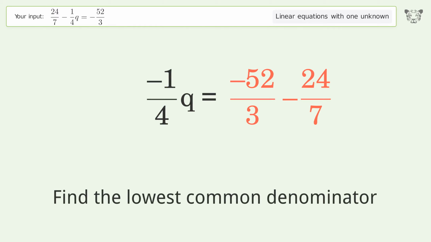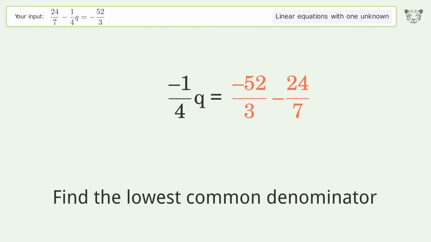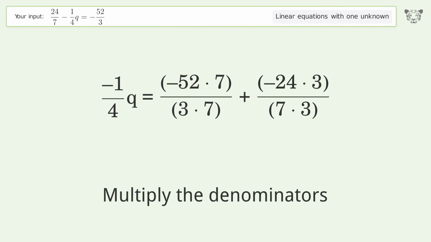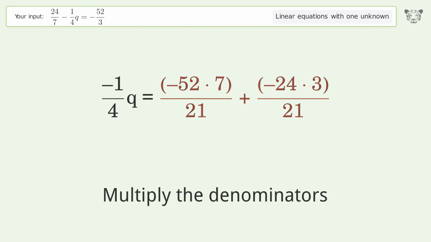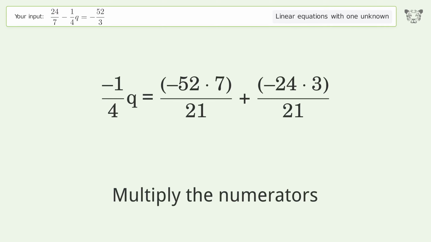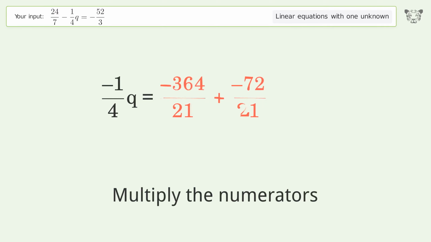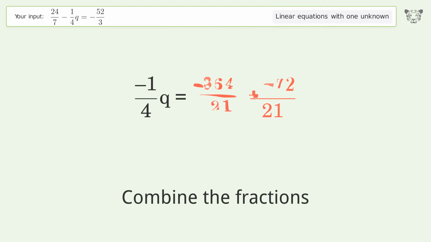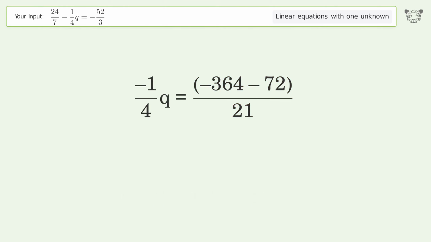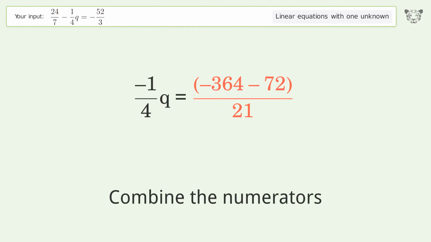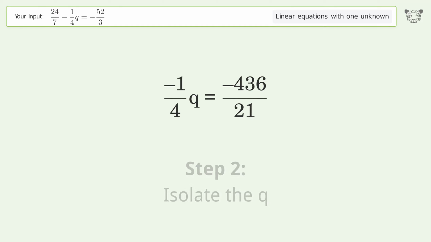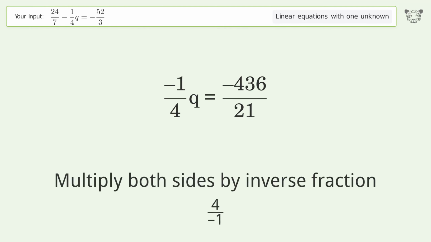Find the lowest common denominator. Multiply the denominators. Multiply the numerators. Combine the fractions. Combine the numerators. Isolate the q. Multiply both sides by inverse fraction 4/-1.